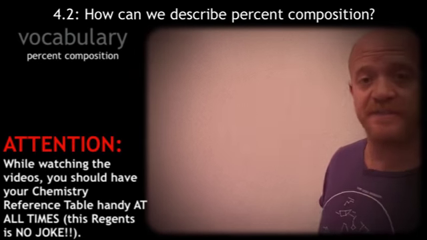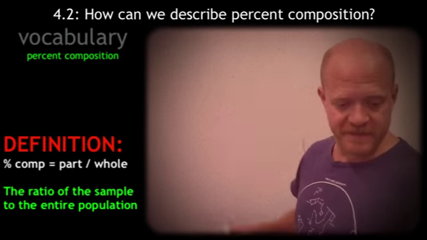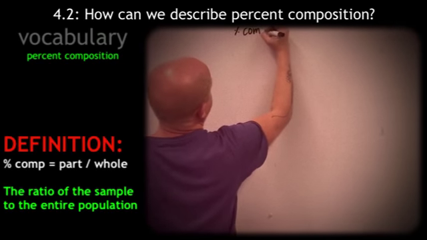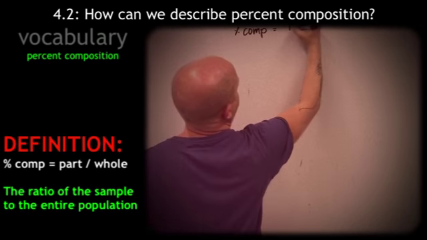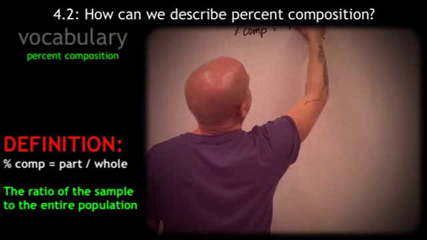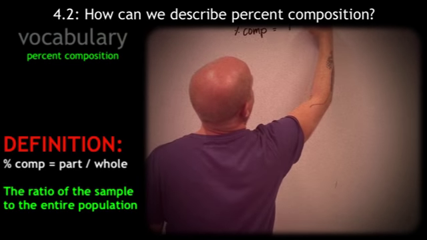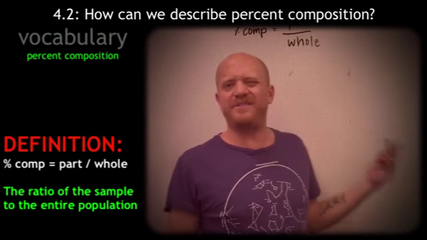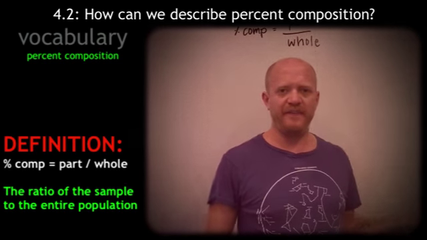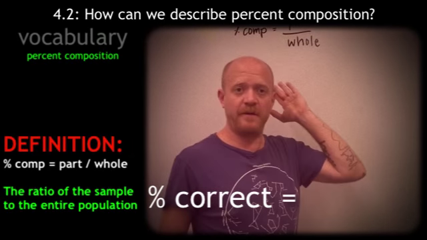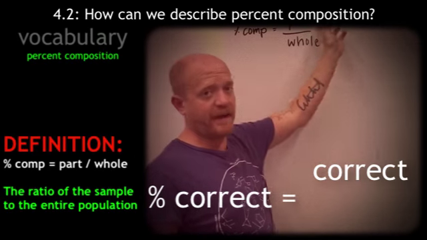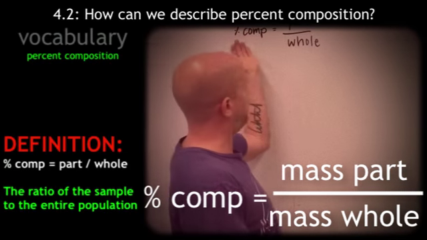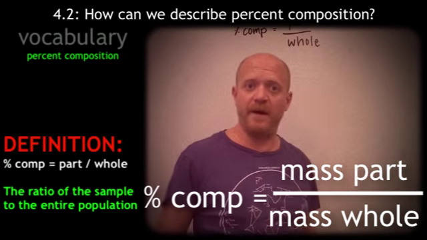There is a percent composition formula. Percent composition by mass equals mass of the part over mass of the whole. It's pretty much all percentage is. If you're thinking of your overall percentage on your test, it was the number correct over the total number. So the part is the part that you got right. So the percent right is the part you got right over the entire amount.